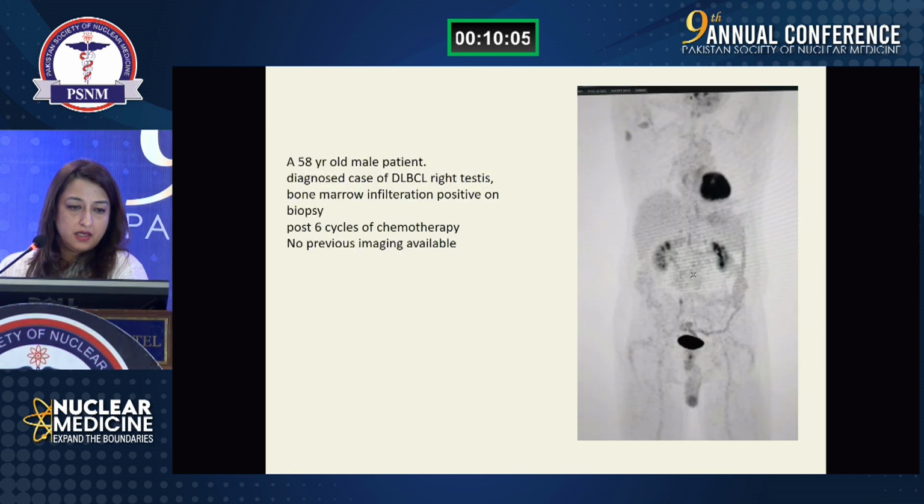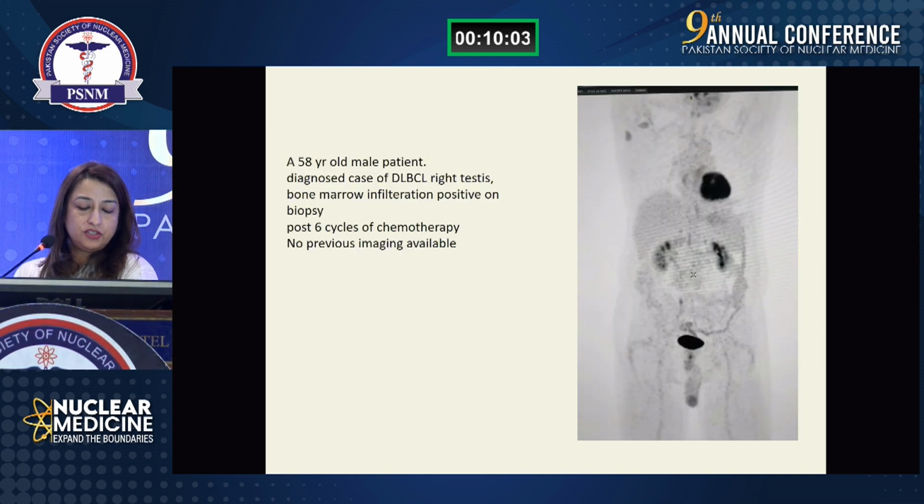Next case. This is a 58-year-old male patient who was a diagnosed case of DLBCL of the right testis, and he had bone marrow infiltration positive on biopsy. Post 6 cycles of chemotherapy, and no obvious previous imaging was available.